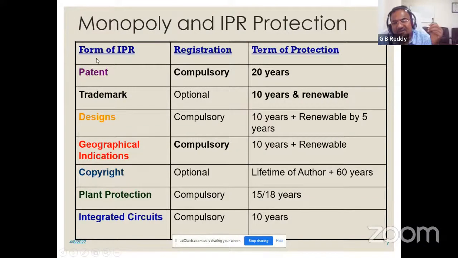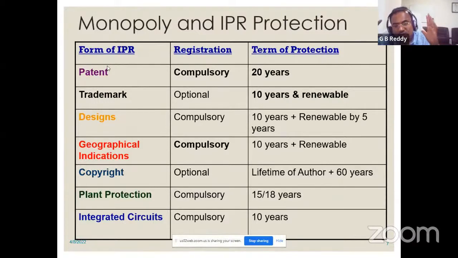There are 7. When you are talking about patents, patents are granted only to inventions. Again, somebody might ask me, what is an invention? Invention can be made by anyone. Invention is a new product or new process, a product or process which has 3 important characteristics. It must be new. That means there must be novelty.